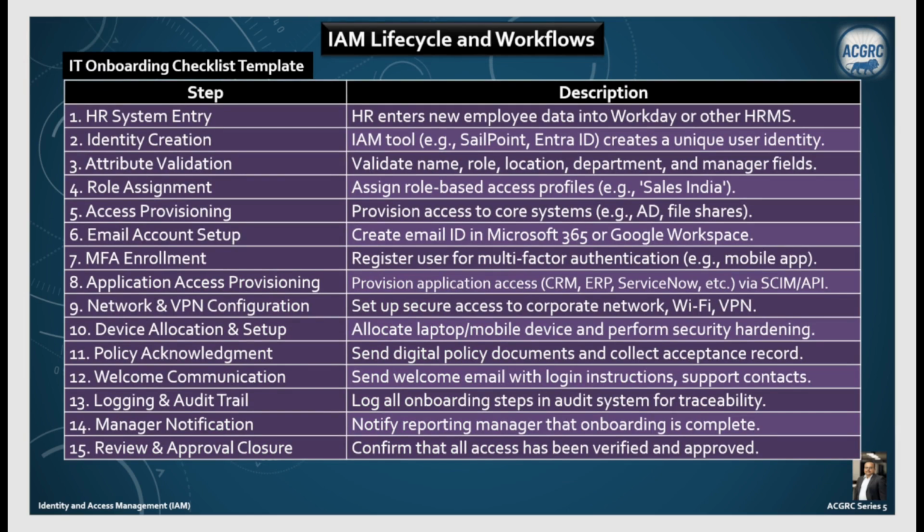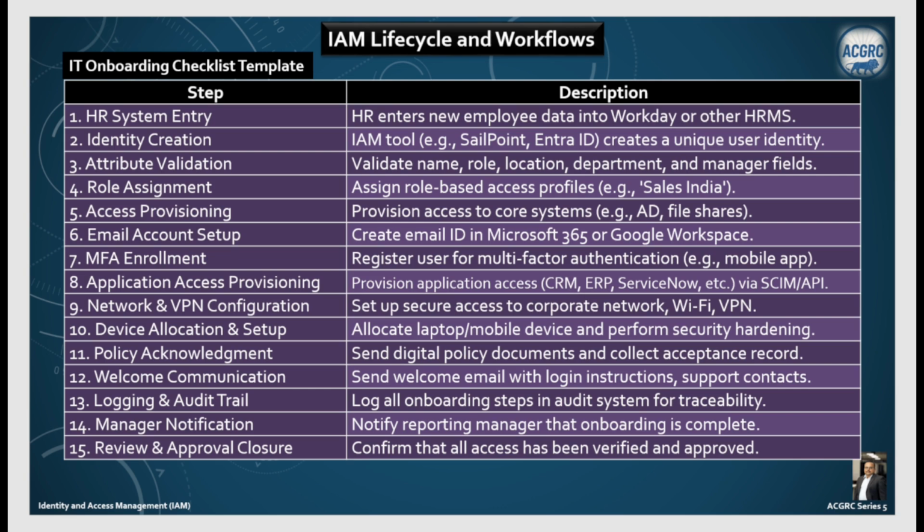It starts off from the HR system entry. HR enters new employee data into Workday. The IAM tool creates a unique user identity. The IAM tool could be SailPoint or Entra ID. It validates name, role, department, and manager fields. It assigns role based access. It provisions access to core systems. It creates email IDs in Microsoft 365 or Google Workspace.